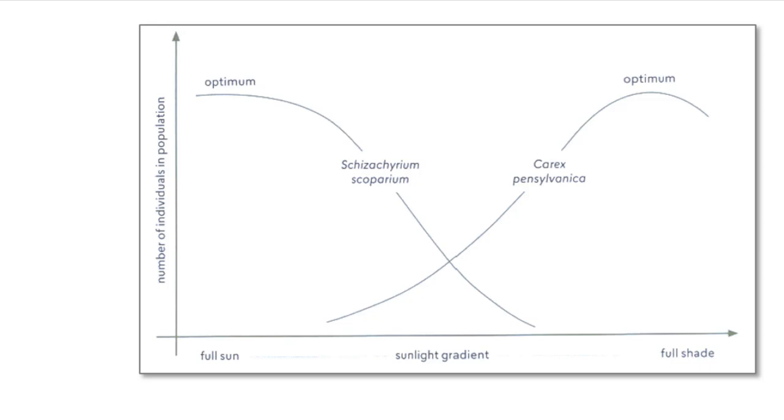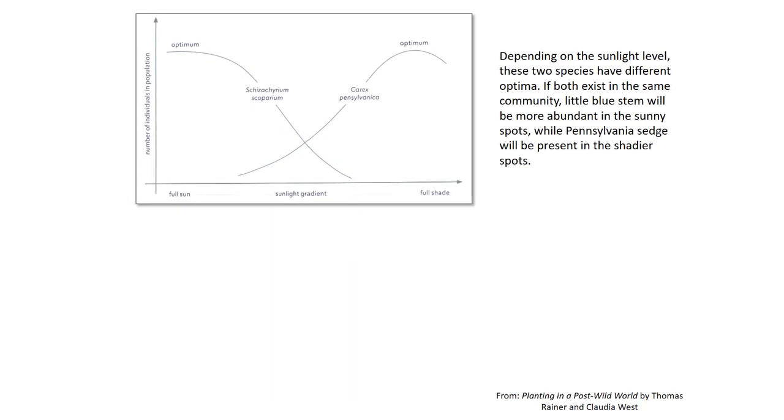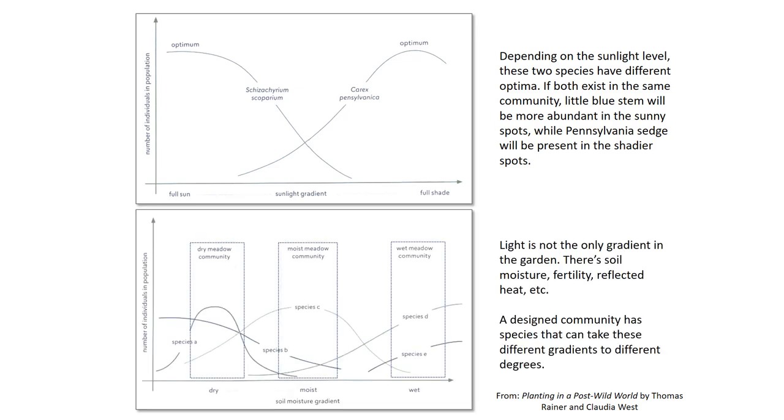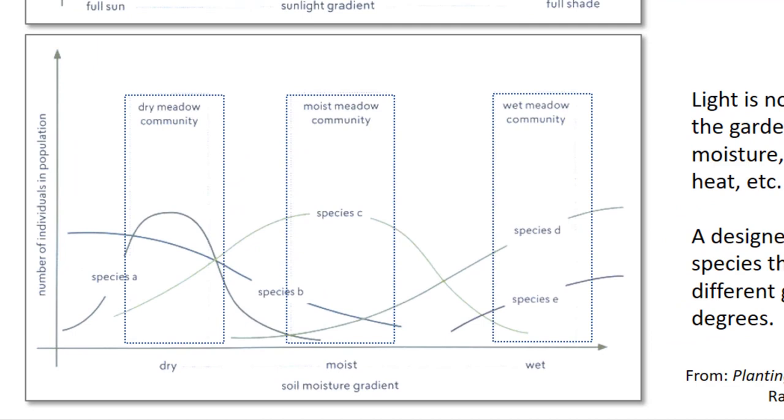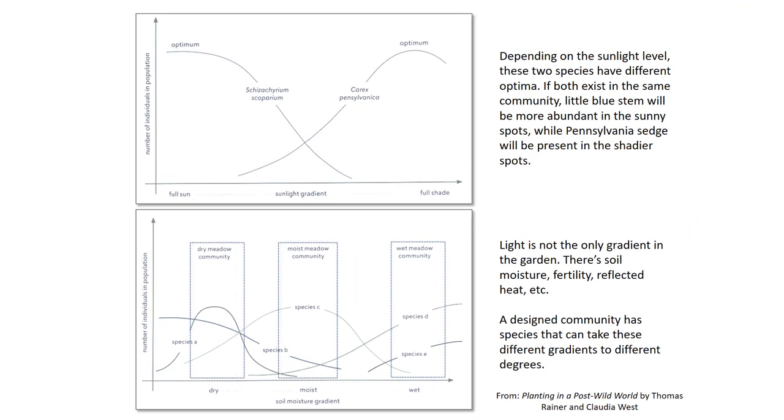And that's just two plants. We could have lots of different plants on the same sunlight gradient. And depending on what that individual species or cultivar's needs are, that population optimum will change. We can also think about this in terms of other gradients. So in a given garden, you may have a different soil moisture gradient, a different fertility gradient, different heat loadings, and on and on and on. You can probably think of many different gradients in your own landscape. And if we're choosing plants to exist in these different communities, they'll experience different optima depending on what the season brings. So a designed plant community has different species that can take advantage of these different gradients and take advantage of them to different degrees.